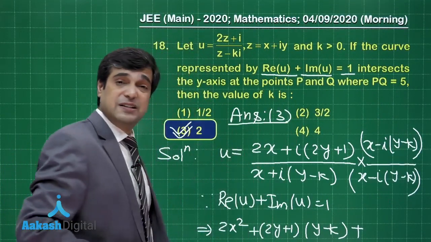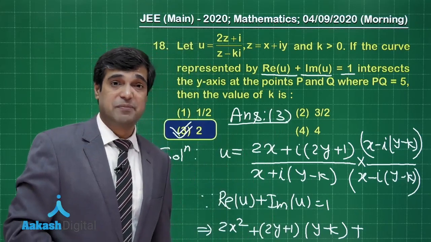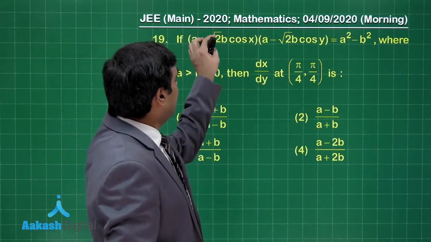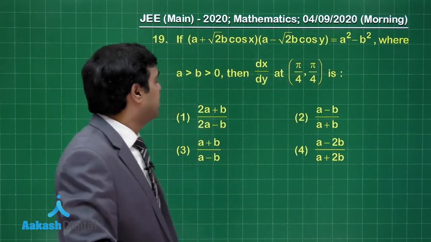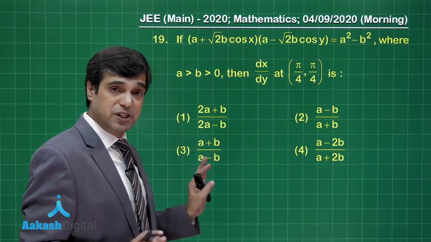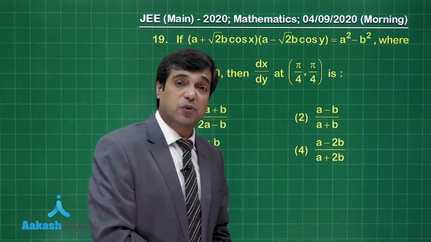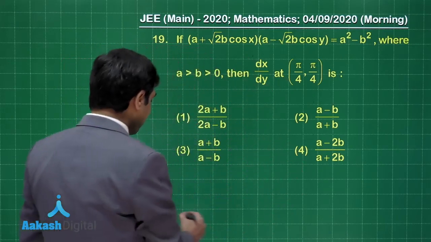So I'm sure this question is also clear. Let's consider question number 19 now. If the product of two terms is a square minus b square, where a, b both are positive, in this order, then dx upon dy at (pi by 4, pi by 4). Let's try out.